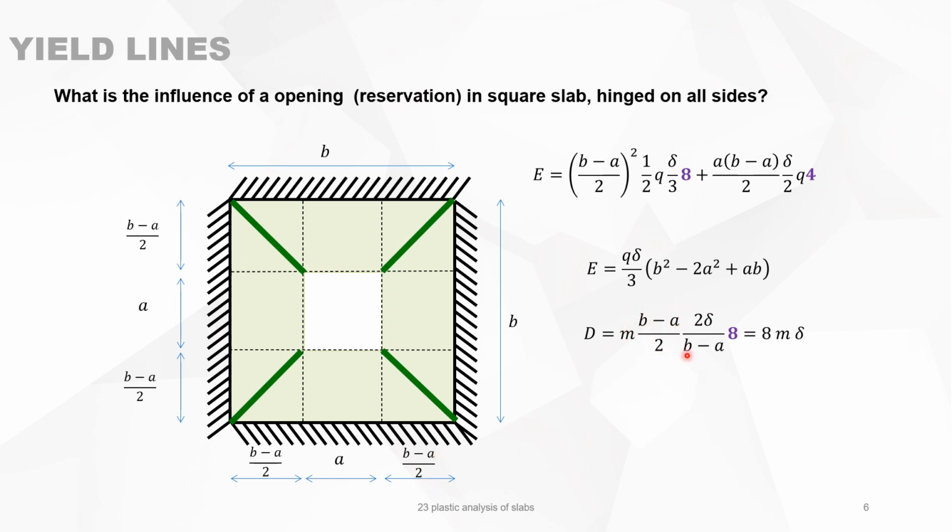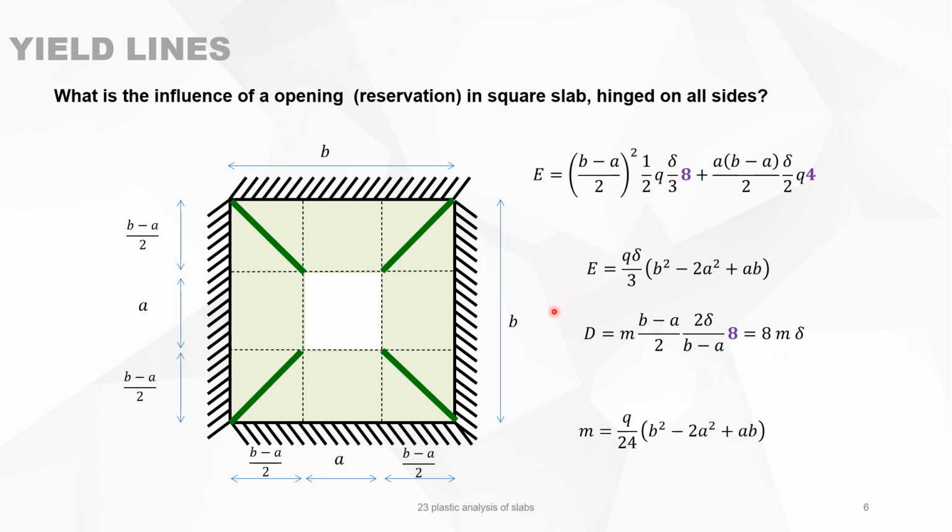That's multiplied by m, and multiplied by theta, which is delta divided by the longest distance, which is this distance. So it's divided by b minus a divided by 2. And this you do 8 times. This line is projected to the left, down and to the right. And the same happens with the 4 corners. So you have 8 parts contributing to the amount of D, and you have 8m delta.